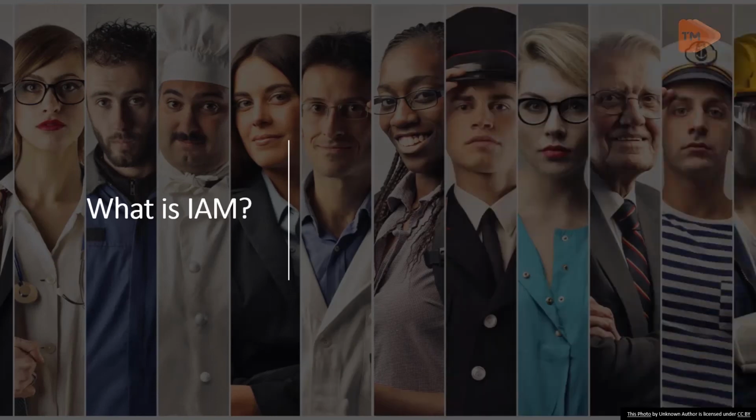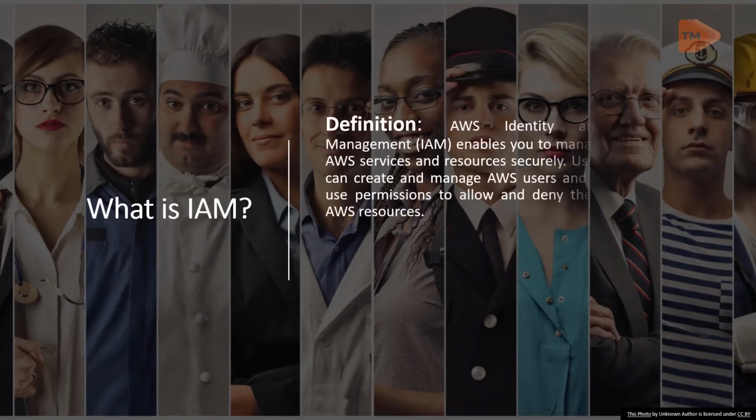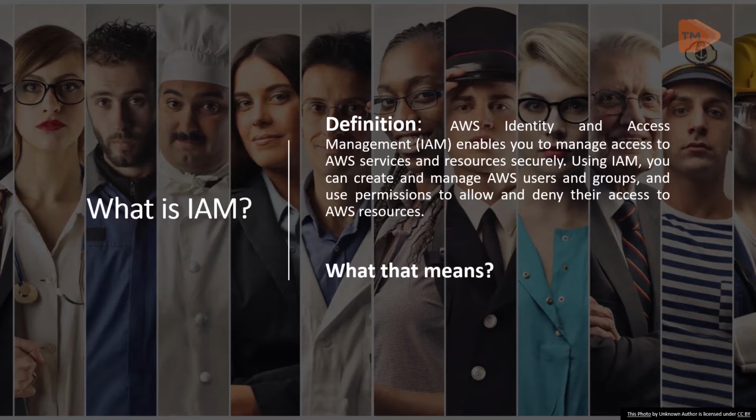By definition, AWS Identity and Access Management, IAM, enables you to manage access to AWS services and resources securely. Using IAM, you can create and manage AWS users and groups and use permissions to allow and deny their access to AWS resources. So basically, it's one place where you can do security and give permissions to various resources under AWS. So that is what it means.